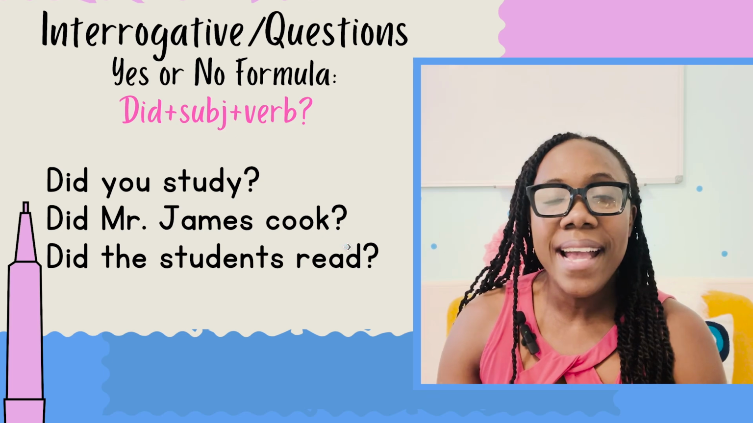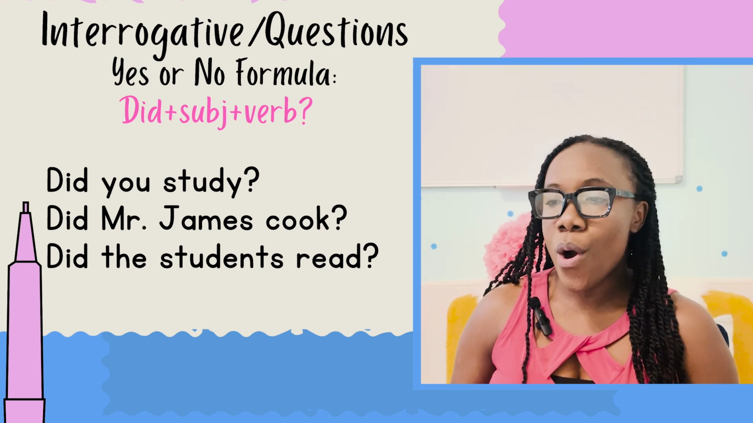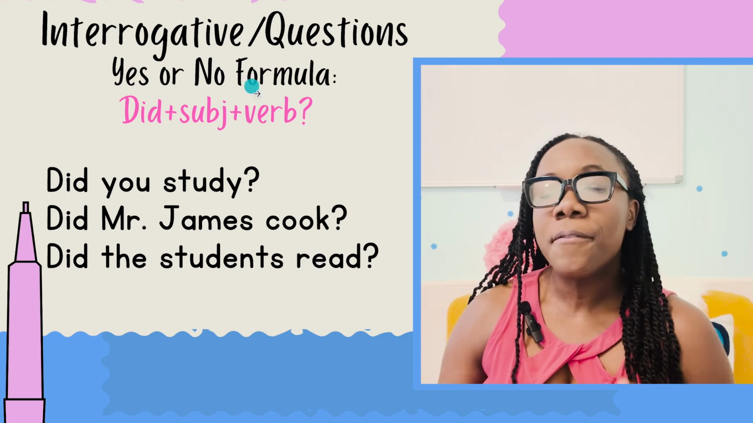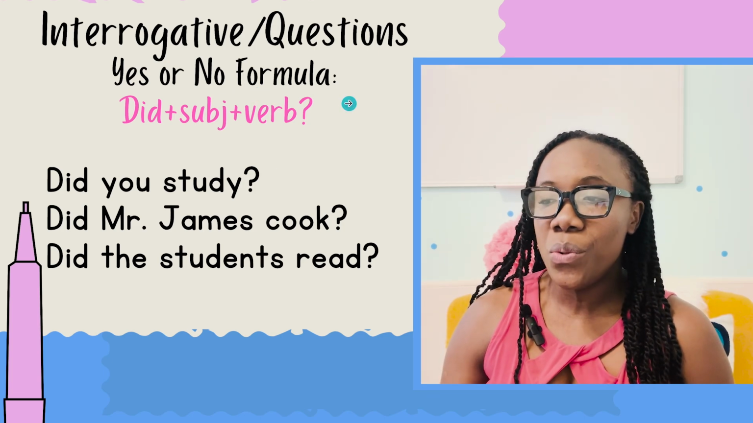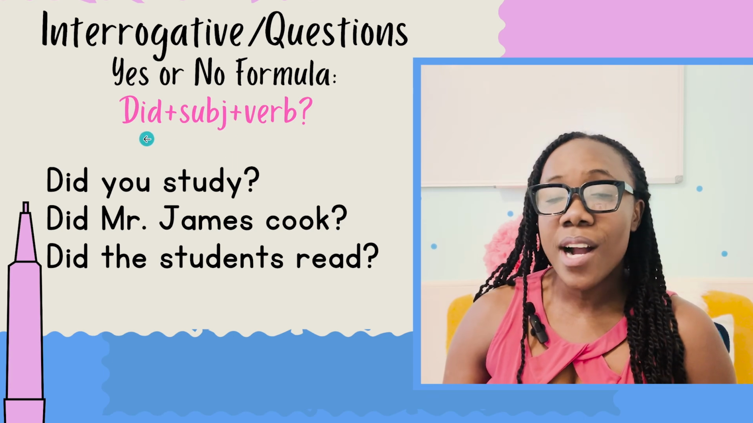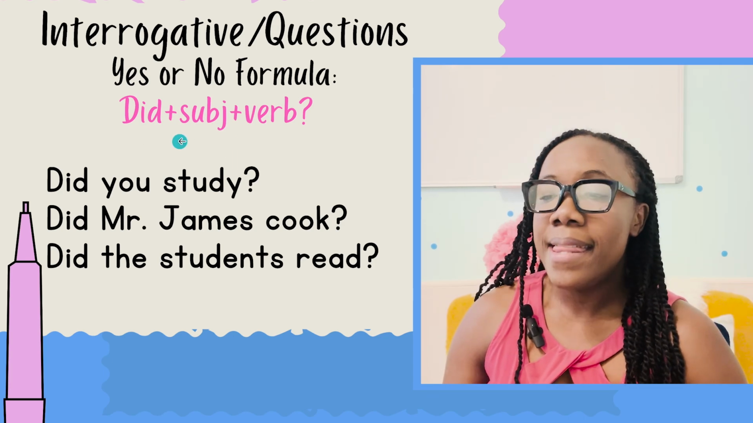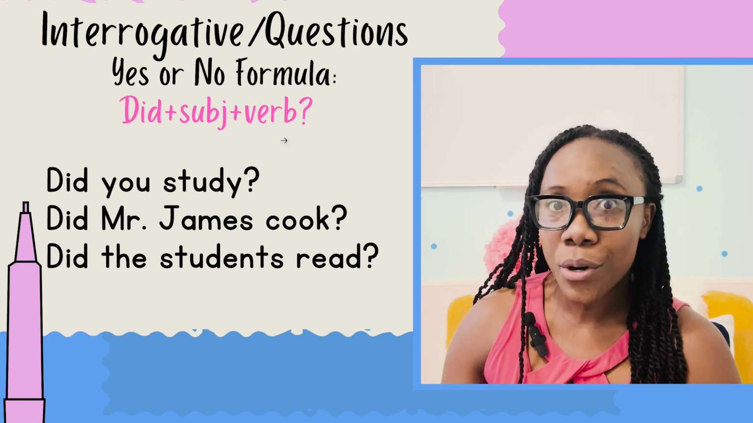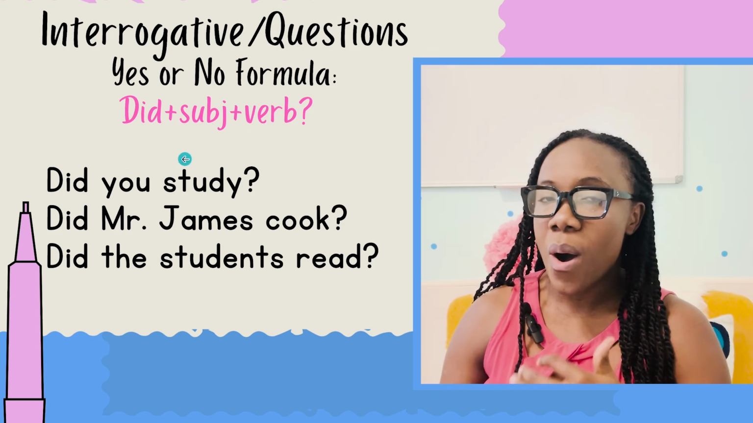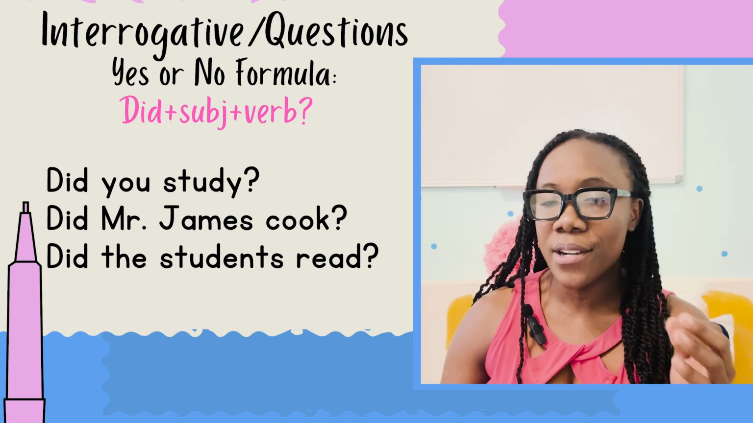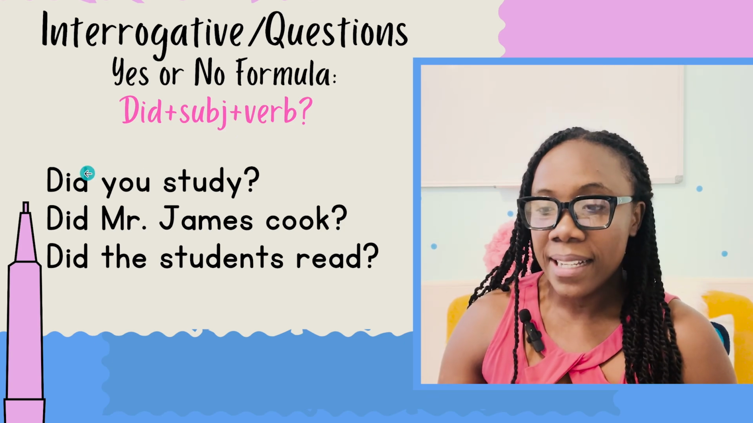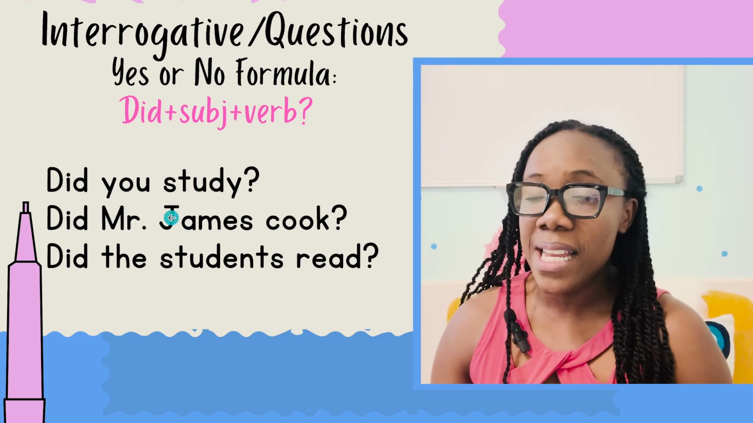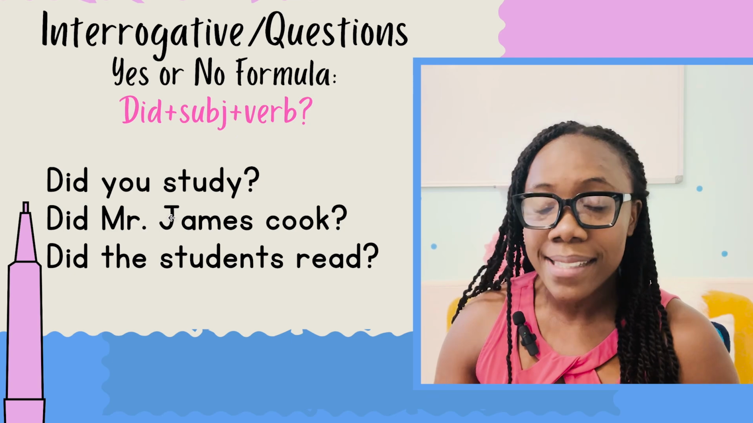And then we have interrogative, or questions. The interrogative form are questions. And for yes or no questions, we use a formula. We start with did, then we add the subject, and then we add the verb. And did is used for all subjects, whether general or specific. So to form a question with the verb to study, we would say, did you study last night?